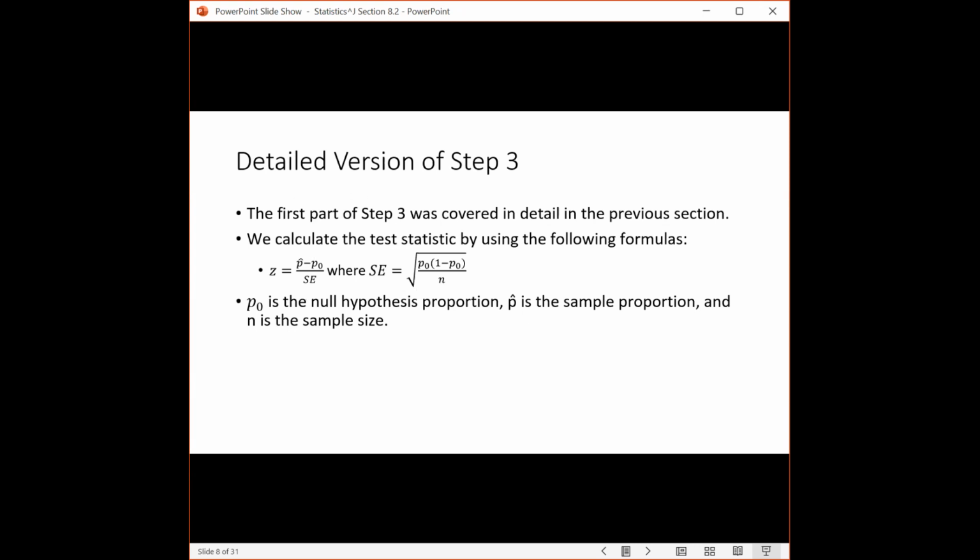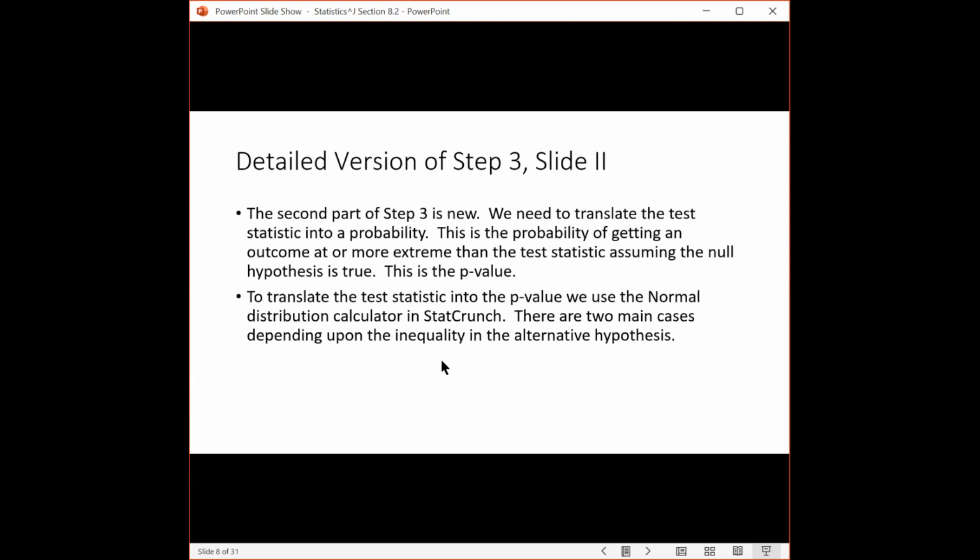So we've gone over the new thing that we're doing in step 2, and that's checking the central limit theorem conditions. So now let's move on to step 3. The first part of step 3 we covered in sufficient detail in the previous section. That is calculating the test statistic. So we're not going to do that again, just restating how you do that here.